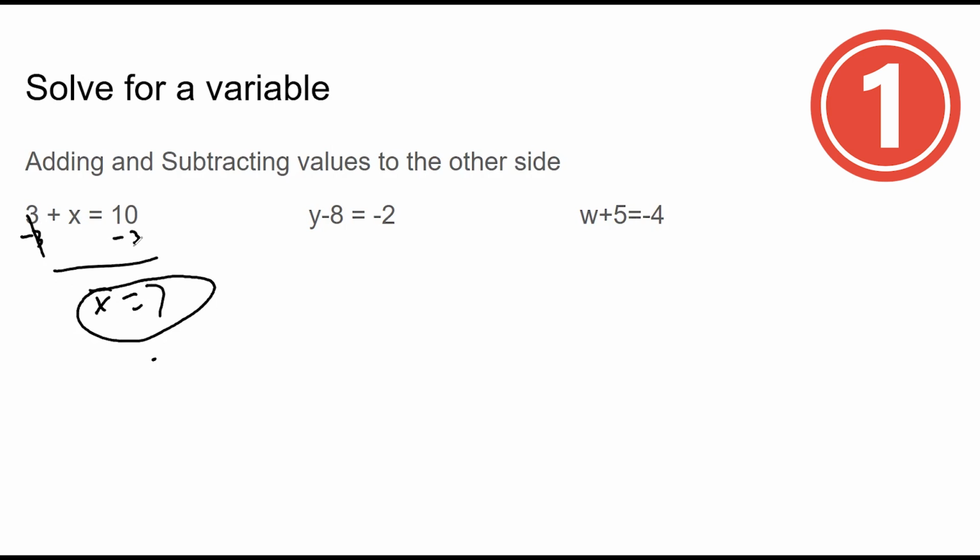Now, I could have added anything I wanted to both sides. That's legal, but it wouldn't do any good. If I added 87 to both sides, it wouldn't do me any good. That's why I don't do it. I did -3 because that gets the 3 to 0.